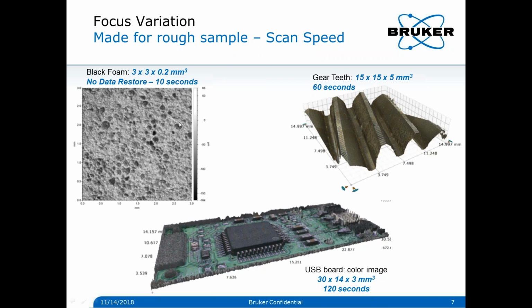If you see some example images taken on a black foam, on a USB board, or on a geared teeth, you see the volume being very large and the data being captured in fractions of a minute or less in some cases. The reason behind this is simply that we have high vertical scan speed, which can go up to 6 millimeters per second, making a single image on this geared tooth very fast, in a couple of 5-6 seconds only.